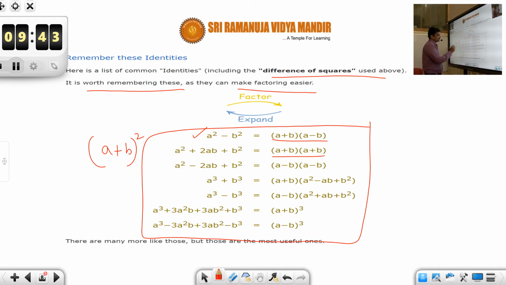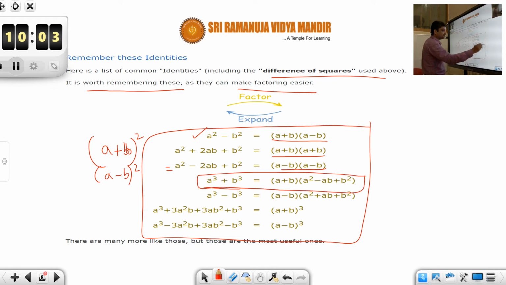And then the third one, a minus b whole square. This is the formula for a minus b whole square. So again, a minus b whole square means what? Using your exponent form, a minus b multiplied with itself. So a minus b times a minus b, and then a cube plus b cube. These are very important formulas. Just keep in mind. Try to memorize this.